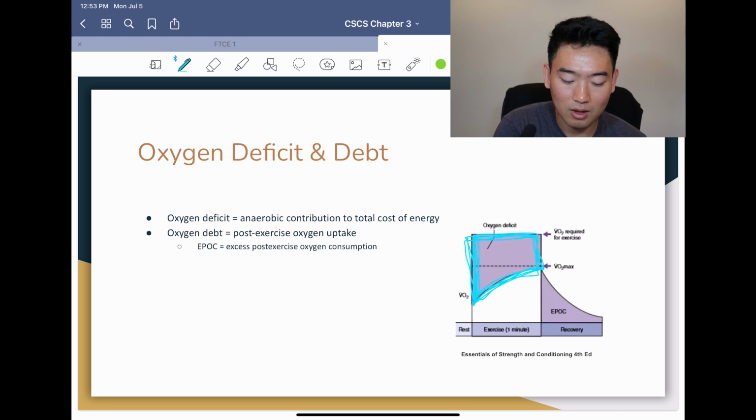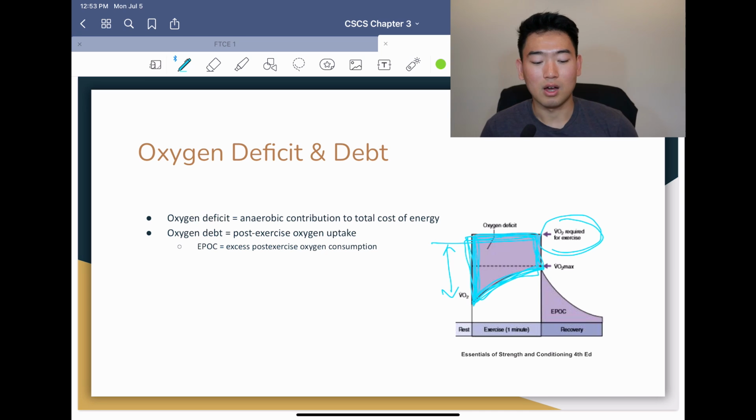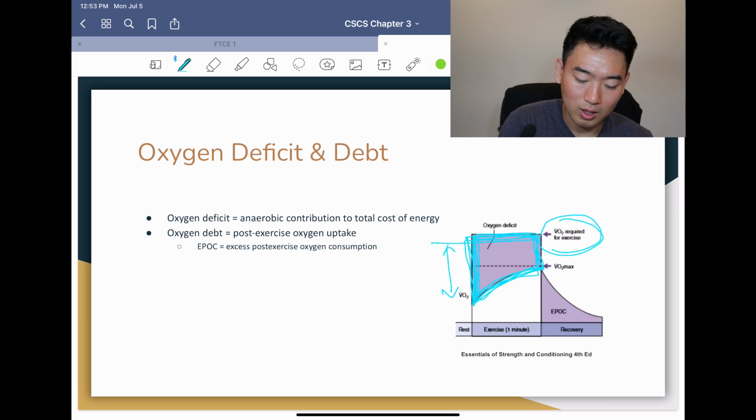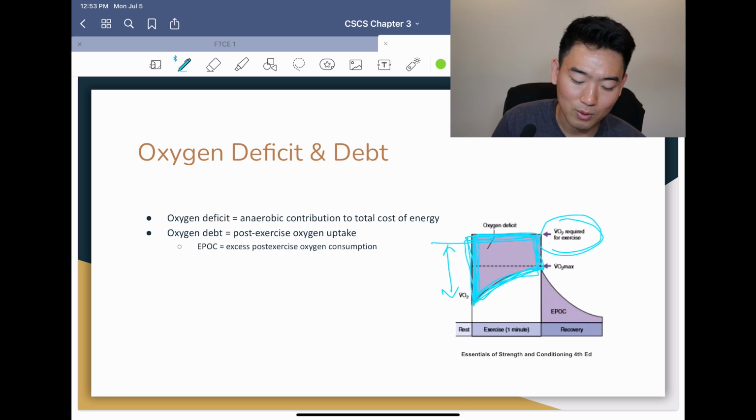Okay, the amount of oxygen that we borrow, because this is the VO2 max, or the VO2 that's required for a certain exercise, and we're not there. We have this much oxygen that we need, that we don't have, so we borrowed it. Boom, there we go. And then of course we got to pay it back, right? That's the only way that this works.